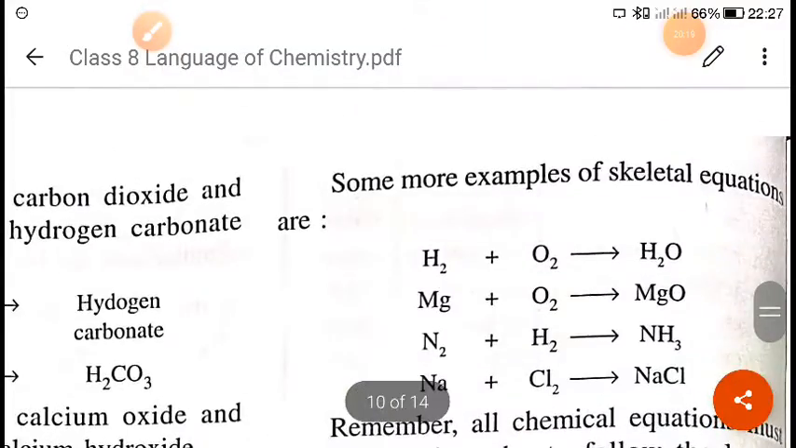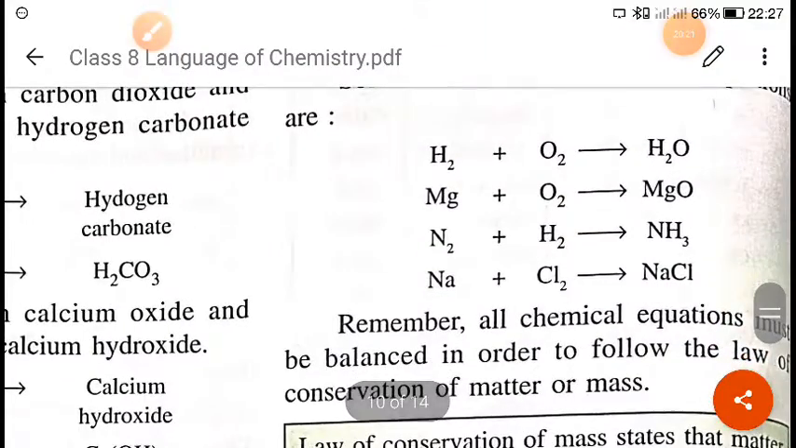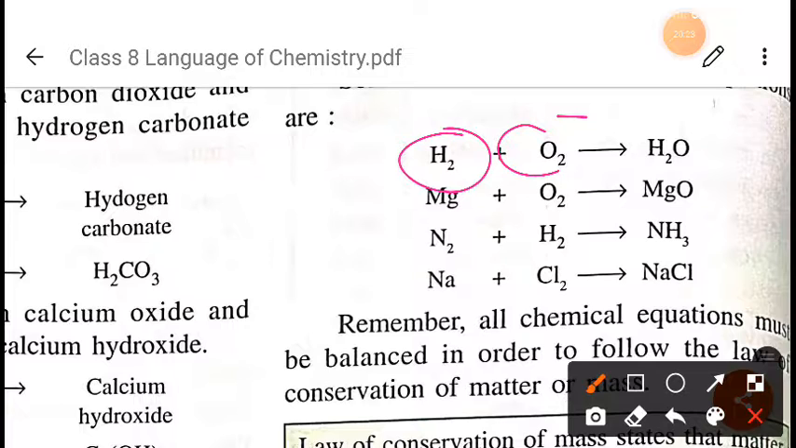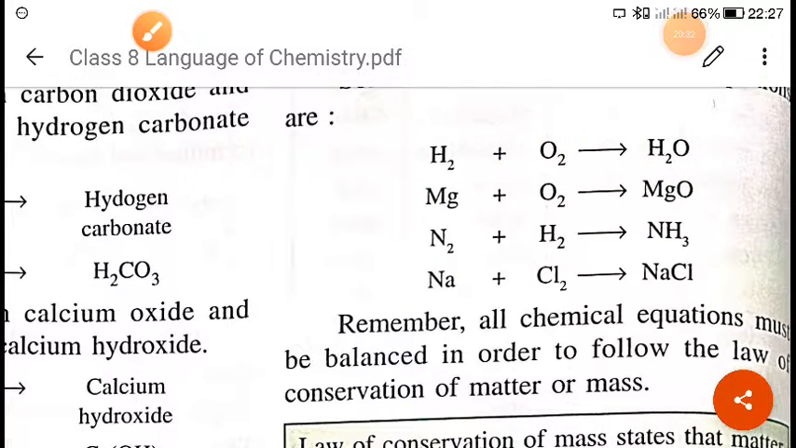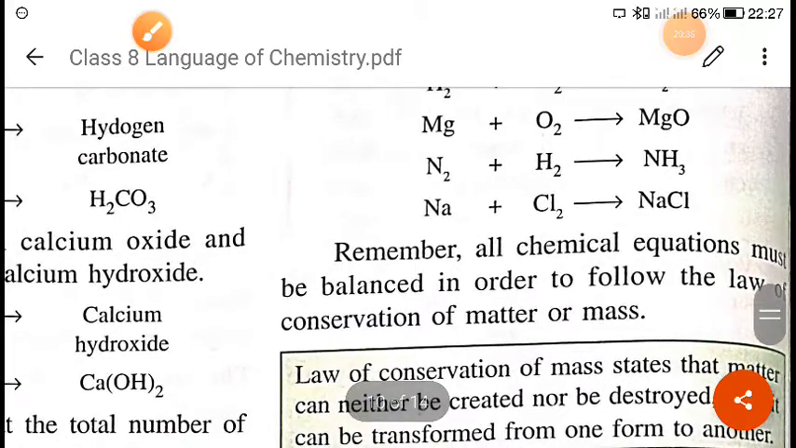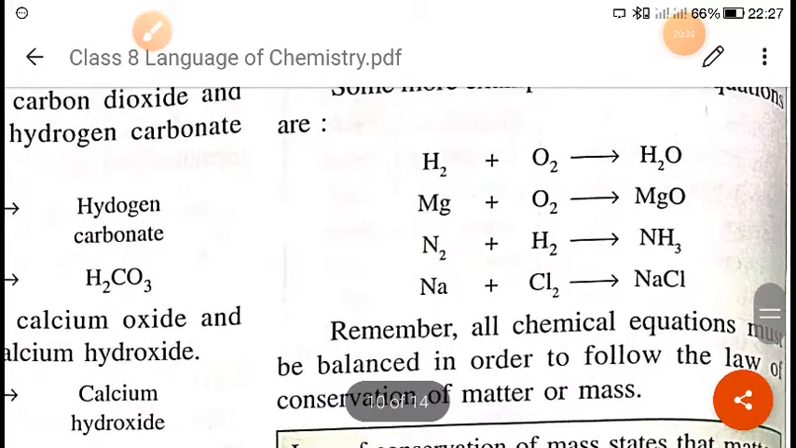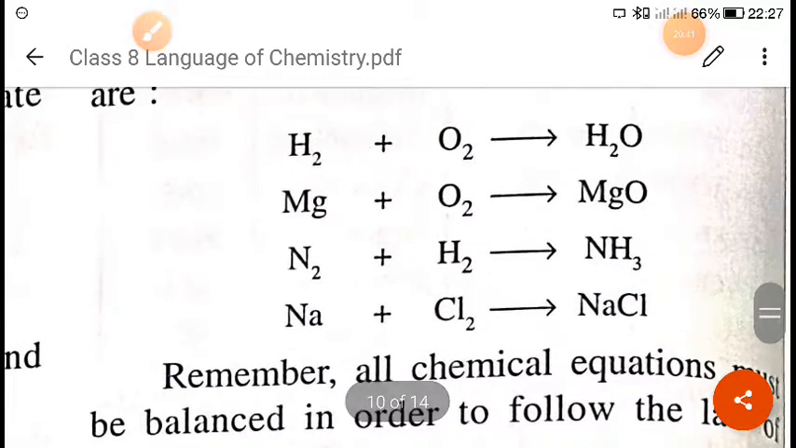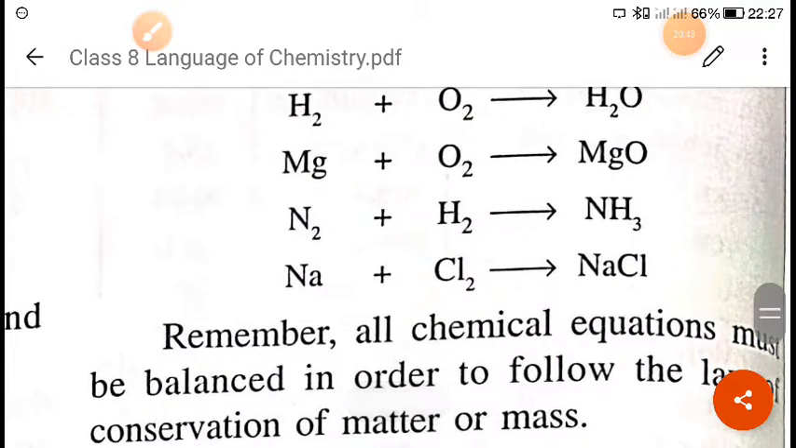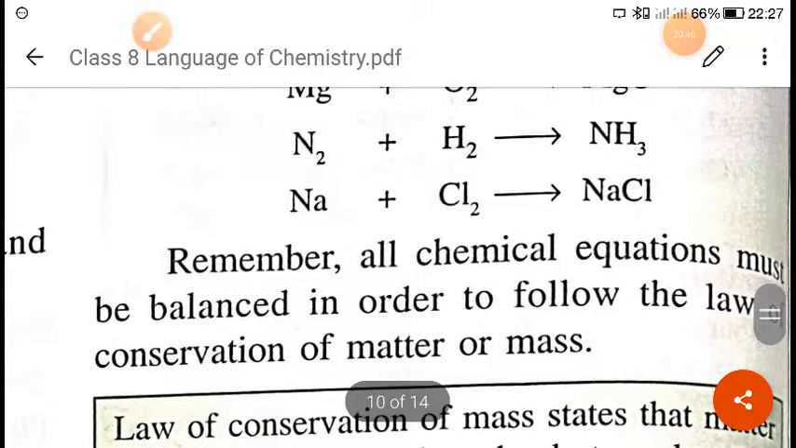Here are some examples of skeletal equations. H2 and O2 combine to form H2O, but here there are two hydrogen and two oxygen, while on the other side two hydrogen and only one oxygen. So this is an unbalanced equation, also called a skeletal equation. Others are Mg plus O2 giving MgO, N2 plus H2 giving NH3, and Na plus Cl2 giving NaCl.